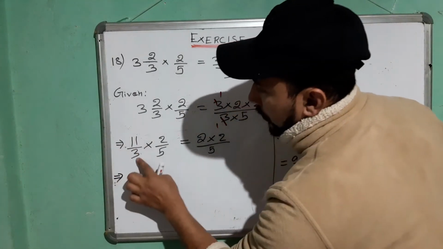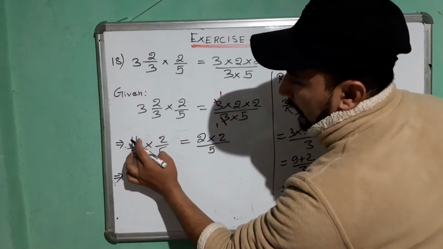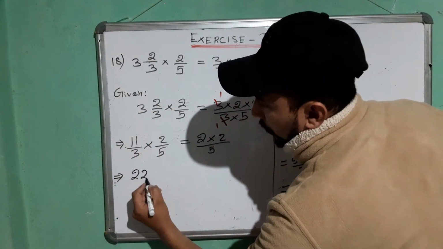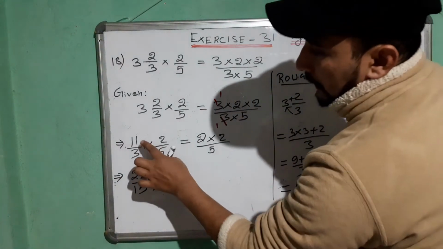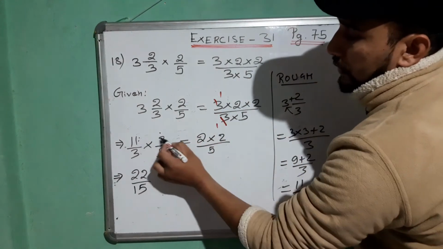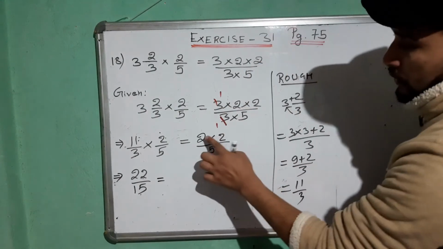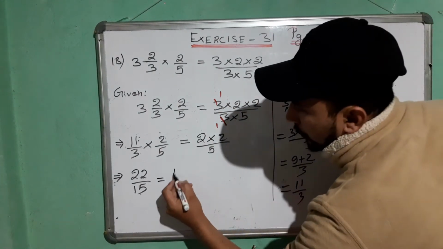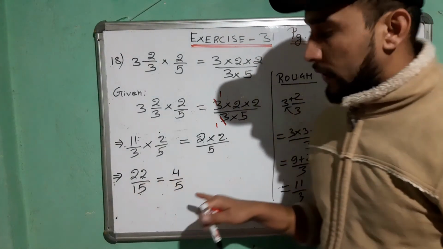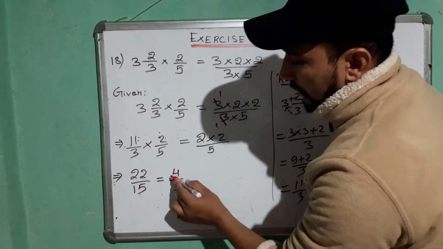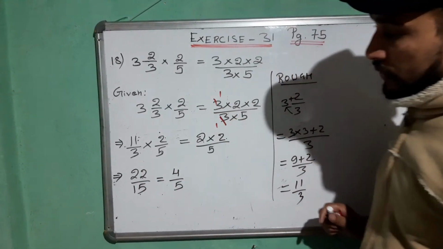Left hand side, there is no chance to cancel numerator and denominator, so just multiply it. 11 2s are 22 divided by 3 5s are 15. Again I'll repeat: you have to multiply numerator with numerator. 11 into 2 is 22, 3 into 5 is 15, equals 2 into 2 is 4 divided by 5. You cannot simplify further. Left hand side you got 22 by 15 and right hand side you got 4 by 5. There is no chance to cancel here also.